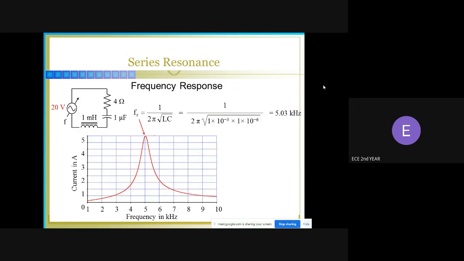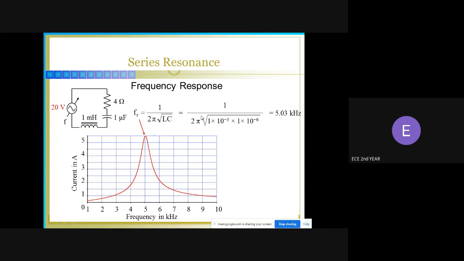So what is frequency response? What about the frequency response in a series resonance circuit? In a series circuit, R, C equal to 1 microfarad, L equal to 150 millihenry, all connected in series. So we can find the value of FR, that is the resonance frequency, equal to 1 divided by 2 pi root of L into C.